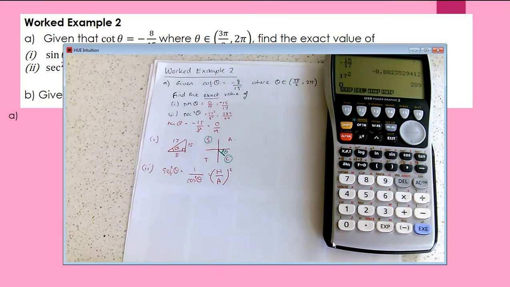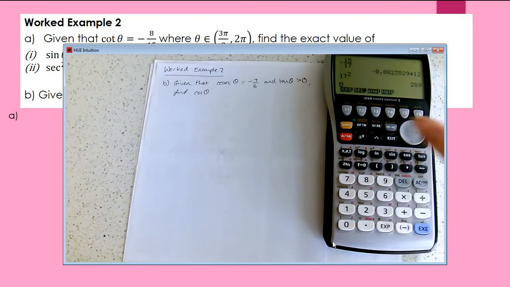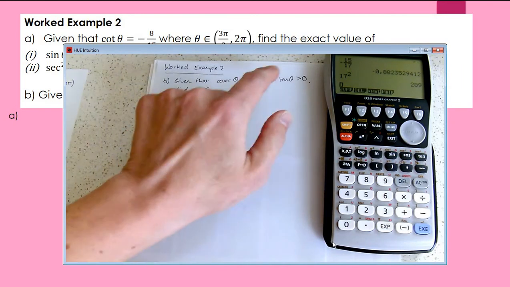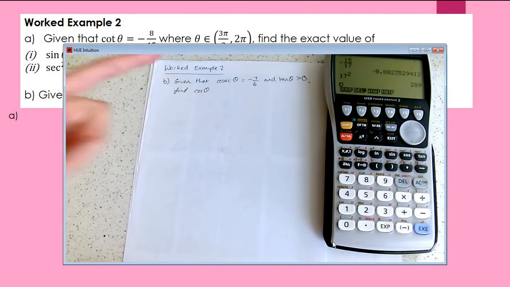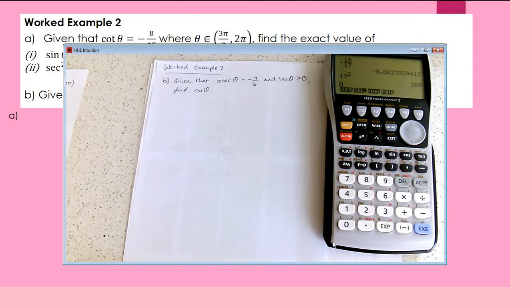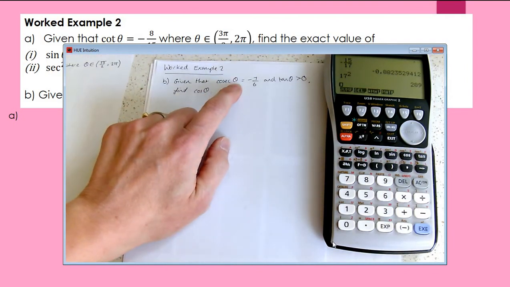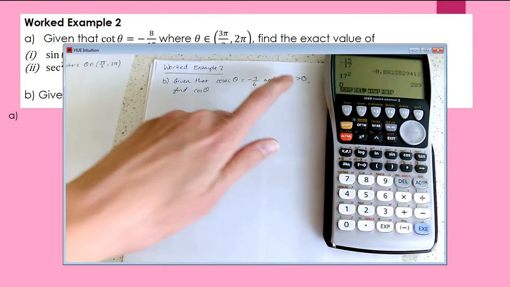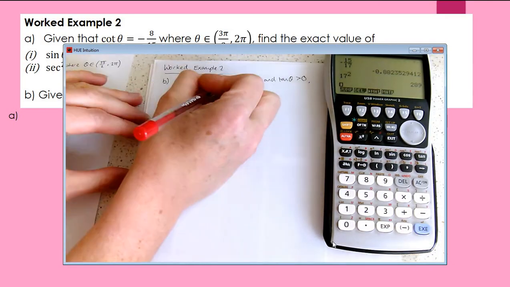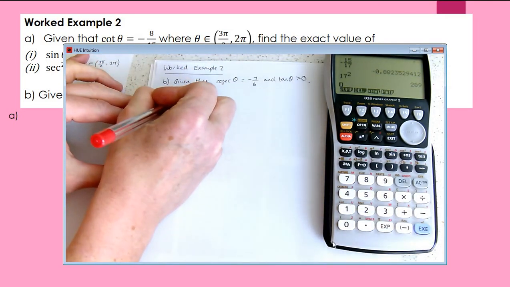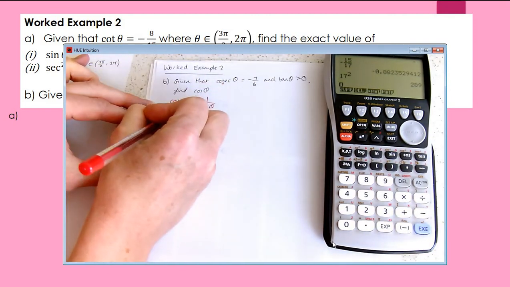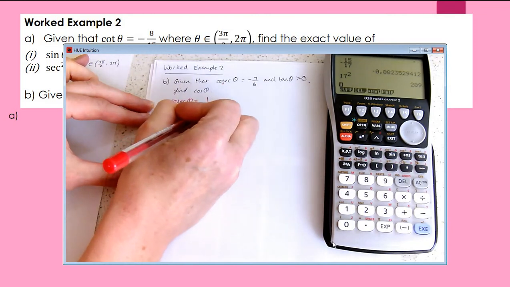Now the second part of this worked example is slightly different this time. Given that cosec is negative 7 over 6 and tan is positive, find cos. So we're not given the range of values for our theta, but we are given some information about the sign of tan. So we start the same. Cosec theta is 1 over sine theta, so that means sine theta would be negative 6/7.